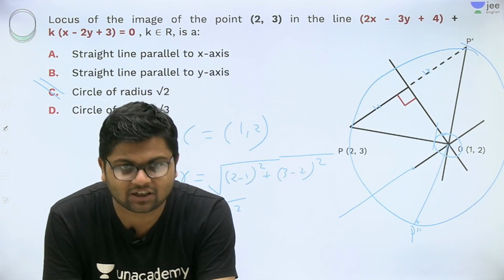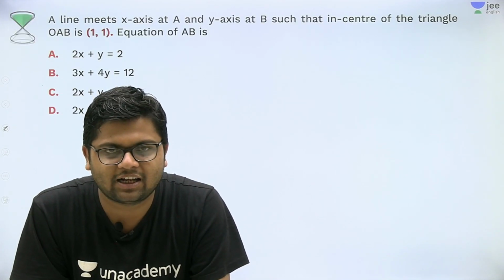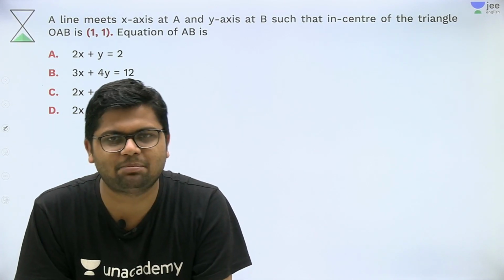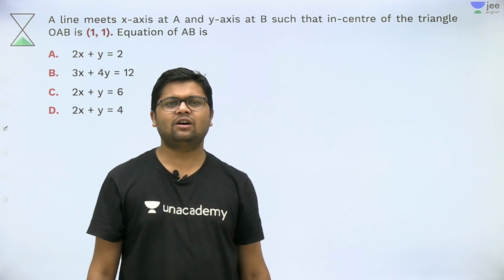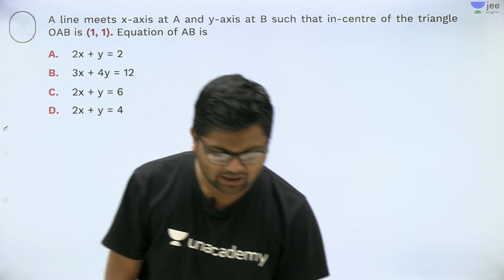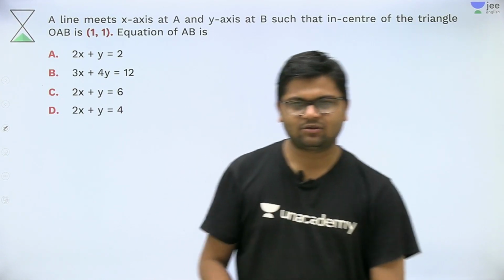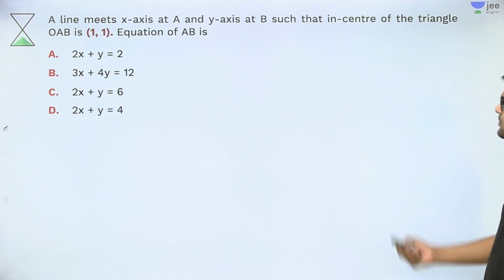So let's start with the next question, and it is our last question. It is a very good question actually. A line meets the x-axis at A and the y-axis at B such that the incenter of the triangle OAB is (1, 1). We have to find the equation of AB. It is a tricky question. I designed it, it took me a lot of time to find this question.